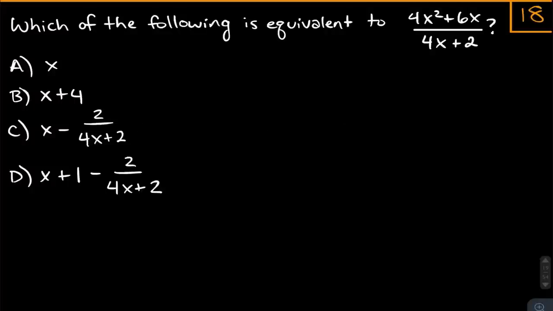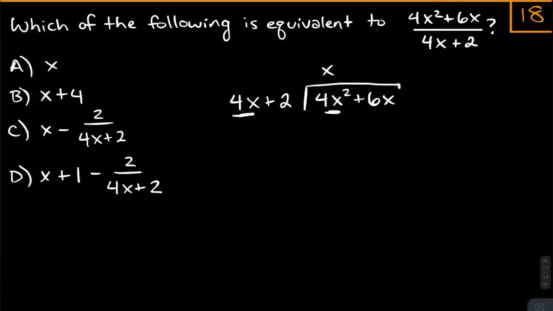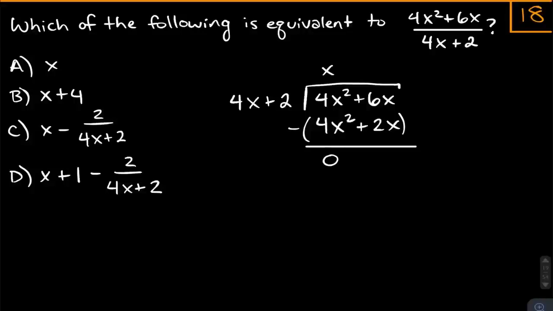So let's do some long division here. We're going to do 4x plus 2 divided into 4x squared plus 6x. Okay, and then how many times does 4x go into 4x squared? Well, that would be x times, right? Because you have to multiply 4x by x to get 4x squared. So then multiply x by 4x and you get 4x squared. Multiply the 2 by the x and you get 2x. And then you're going to subtract this. So 4x squared minus 4x squared is 0. 6x minus 2x is 4x.